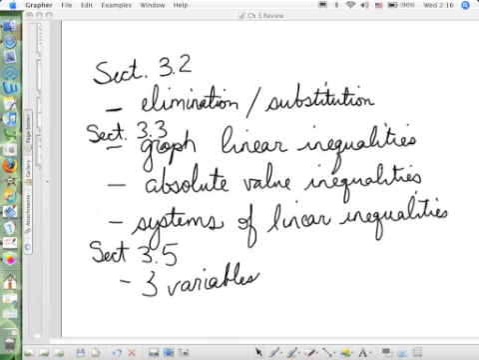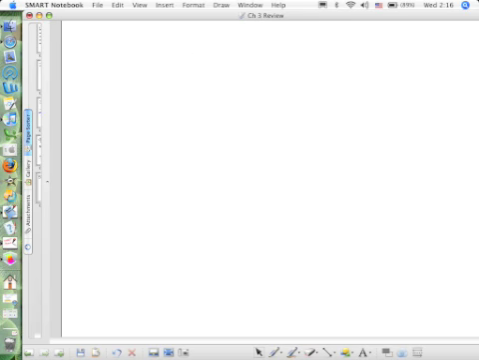Starting with 3-2. 3-2 involves equations, and we are trying to either use elimination or substitution to find the values of two variables. And we are actually looking for a specific point and what's happening at that point. If there's only two variables, we're looking for a point where two lines are intersecting.